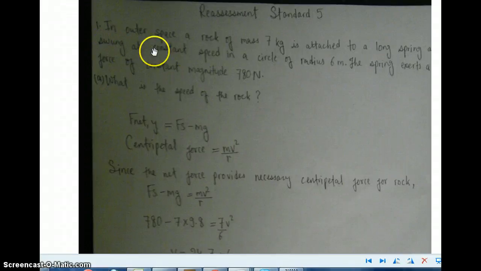Question number 1. In outer space, a rock of mass 7 kg is attached to a long spring and swung at constant speed in a circle of radius 6 meters. The spring exerts a force of constant magnitude 780 Newton. What is the speed of the rock?